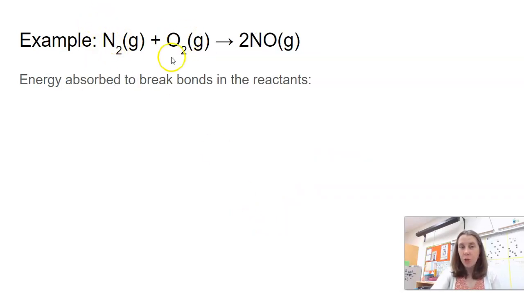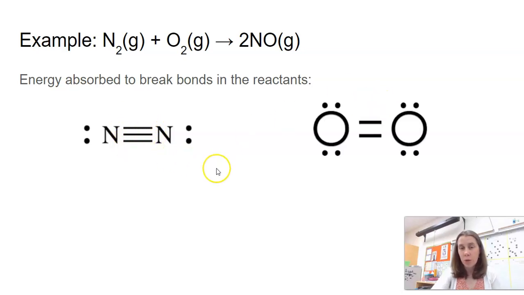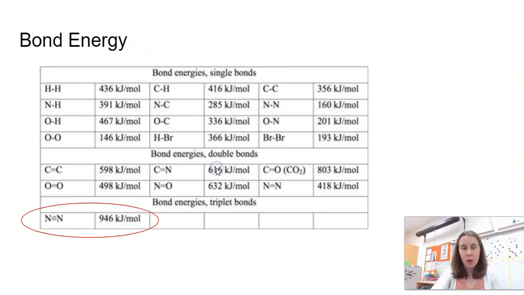An N2 and an O2. We already know what the O2 looks like. N2 in molecular form is a triple bond. All right, and O2 we know is that double bond. All right, let's look at our table.